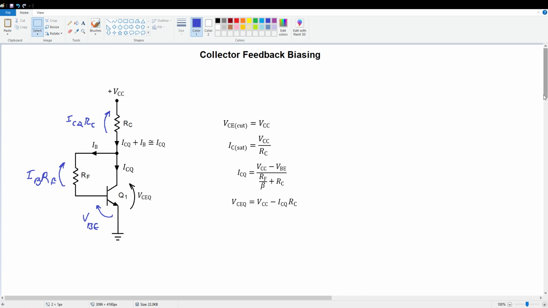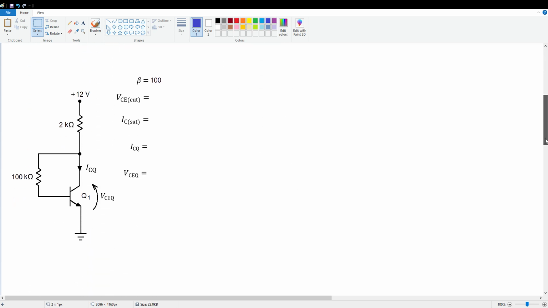All right, let's do a concrete example here. We've got a 12-volt power supply, 2K in the collector, 100K RF. We're assuming beta is 100. Let's figure out these values. Well, VCE cutoff, that's easy. It's just 12 volts. Collector saturation current, IC sat, is 12 volts divided by 2 k ohms, which is 6 milliamps.